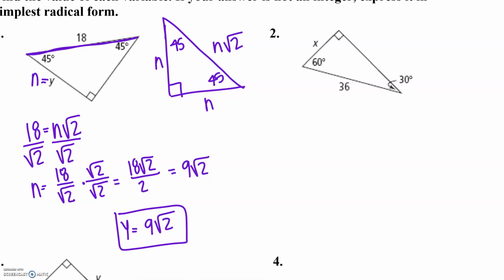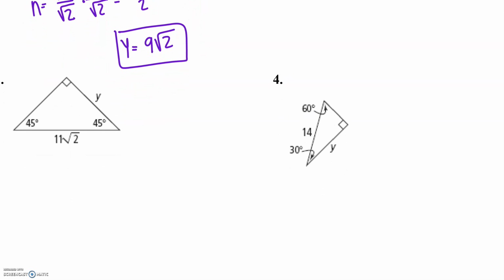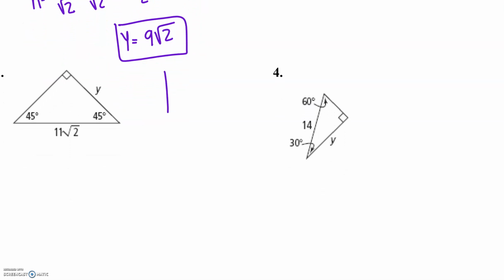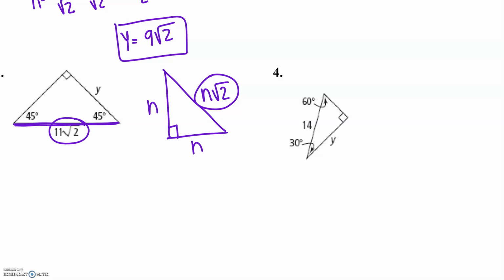Okay, so I'm going to do the same thing down here. I'm going to draw this out. So we've got our 45, 45, 90. This is n, and n square roots of 2. So this long side right here corresponds with this n square roots of 2.